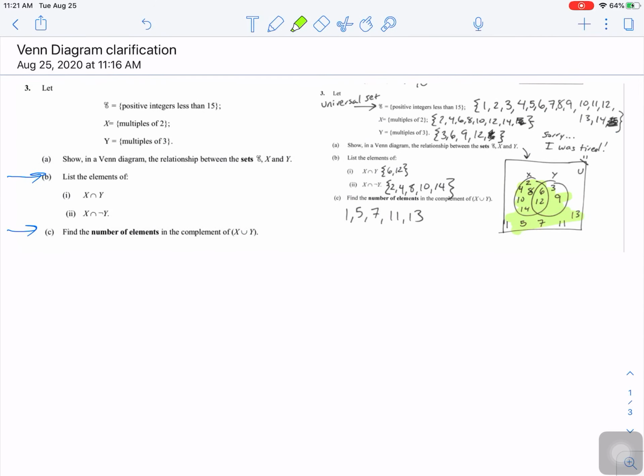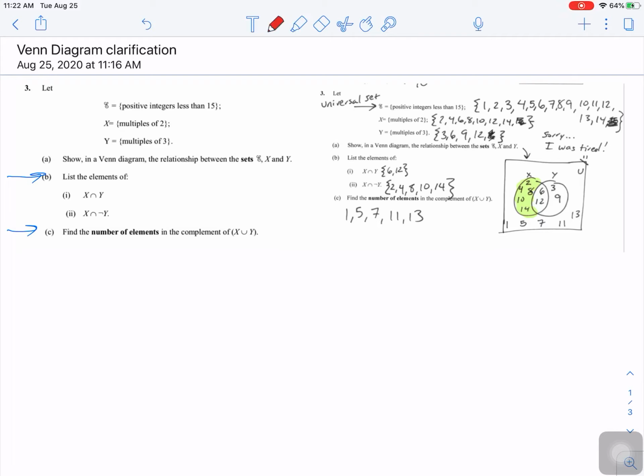When I say list the elements of X intersect Y, what we're looking at is X intersecting Y. There are 2 elements in there, and those elements are 6 and 12. That was B1. When I say list the elements in X intersect not Y, that means it's everything outside of Y that's also in X. So it's this little crescent shape here. I see 2, 4, 8, 10, and 14. Those are the elements of that set, so I list them out.